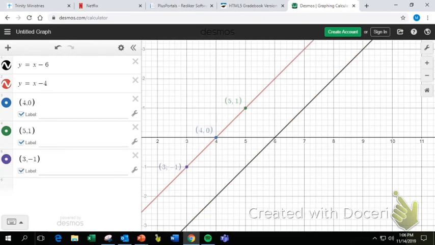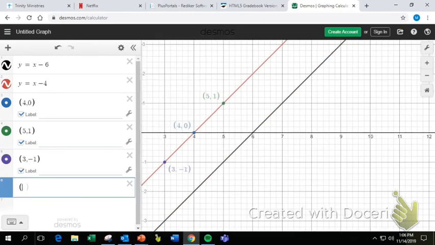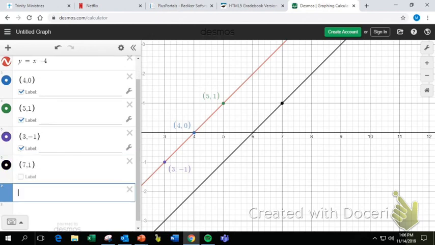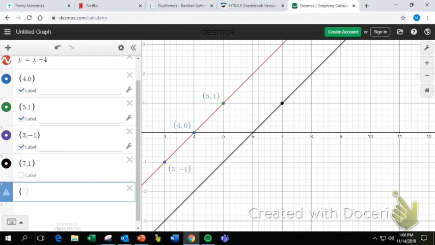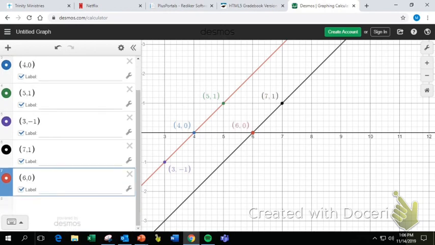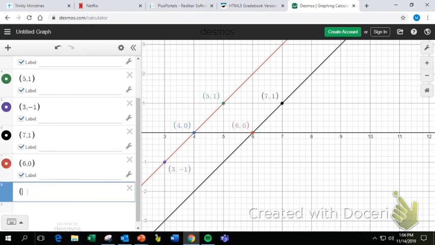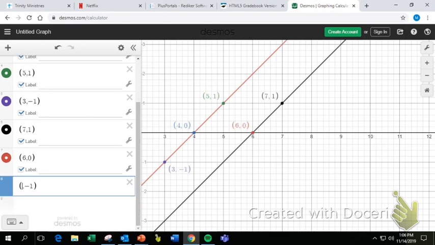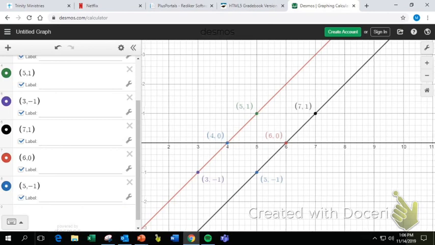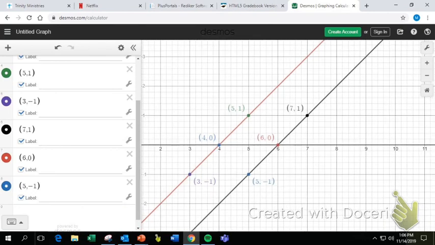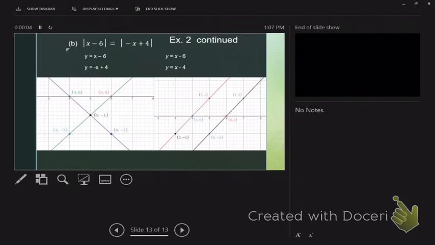What about the black line? 7, 1. All right, I hear 7, 1. I heard 6, 0. And I just need one more. How about 5, negative 1? Okay, awesome. So really with parallel lines, it's not going to matter what points you choose. I would just find the 3 easiest points and plot them. All right, so here are those graphs.